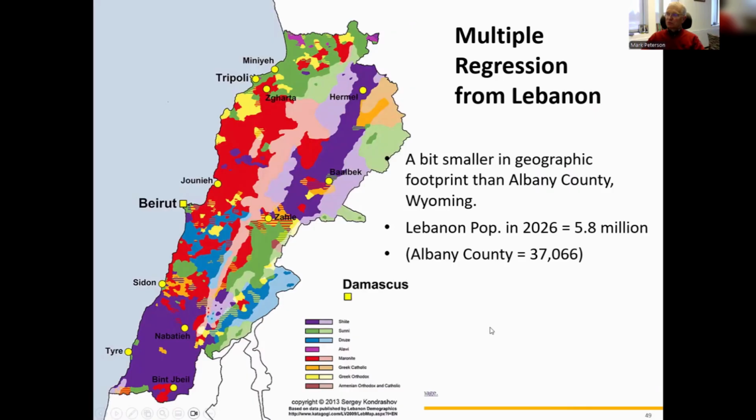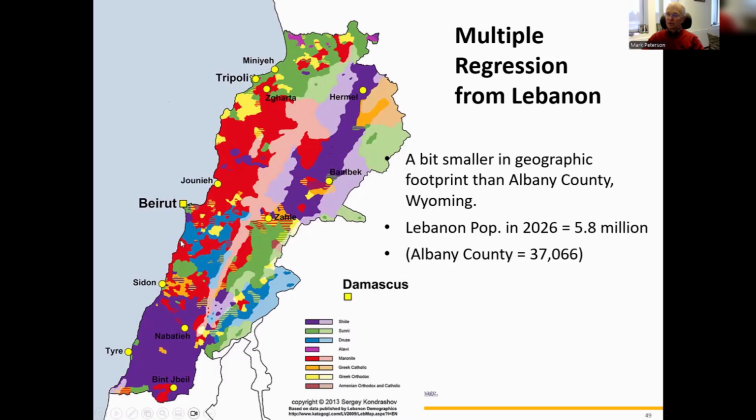Okay, multiple regression. Here's an example from Lebanon. This is a picture of the geographic footprint of Lebanon with all the religious groups depicted there geographically. It is a checkerboard, and it's multiple checkerboard. So you can see here the purple are Shia, green are Sunni, blue is Druze, red is Maronite, Christian, and they are intermixed. Okay, so a multicultural country for sure.